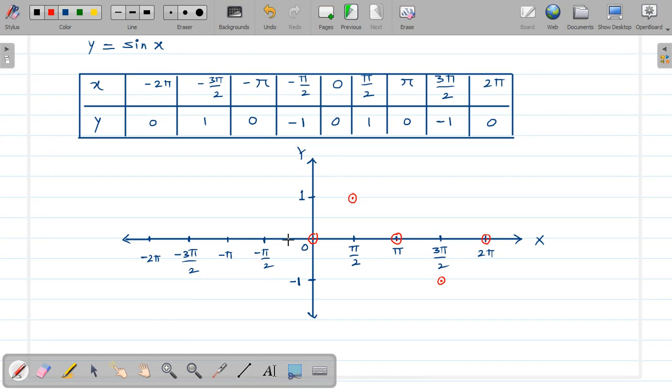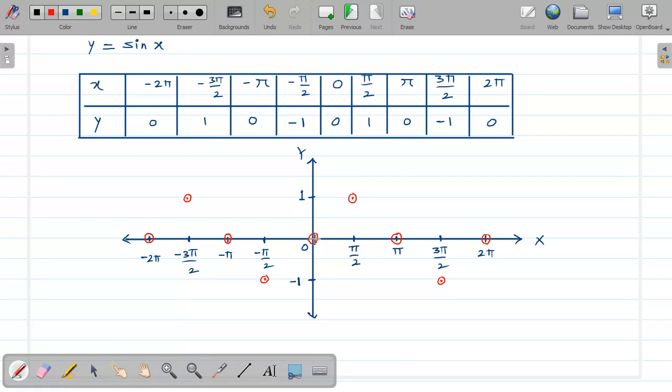Similarly for the negative side, sine of minus pi by 2 is minus 1. So you will get the point here. So draw all the points from this table. Then sine of minus pi is 0. Then sine of minus 3 pi by 2 is 1. So show the point here, and then sine of minus 2 pi is 0. So we get all the positions of the points with respect to all these standard angles.